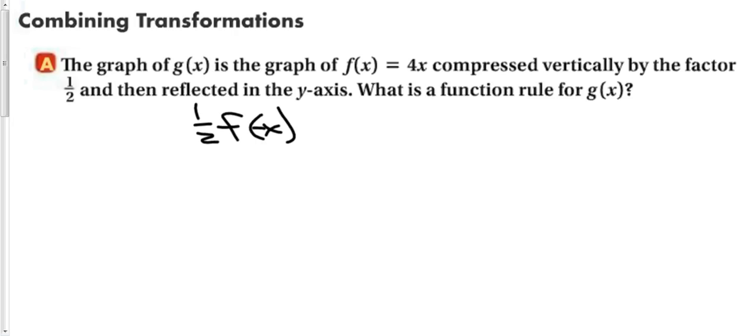Now I just have to actually input my function. So that would be 1/2. My function, instead of x, I want to write negative x, turns into 4 times negative x. Okay? And then when I work this out, I get negative 2x.